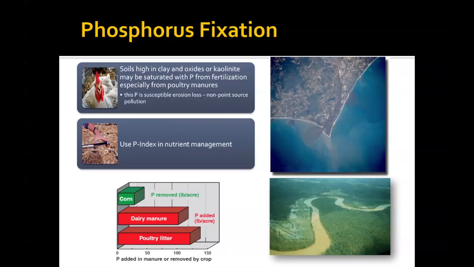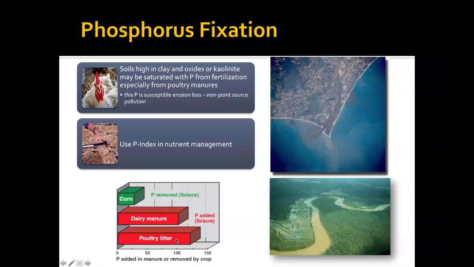In the USDA, they use the phosphorus index in nutrient management, and the phosphorus index is going to take into account how much phosphorus is actually in that soil already, how wet those soils are, how leachable they are, and then how close they would be to a water body.